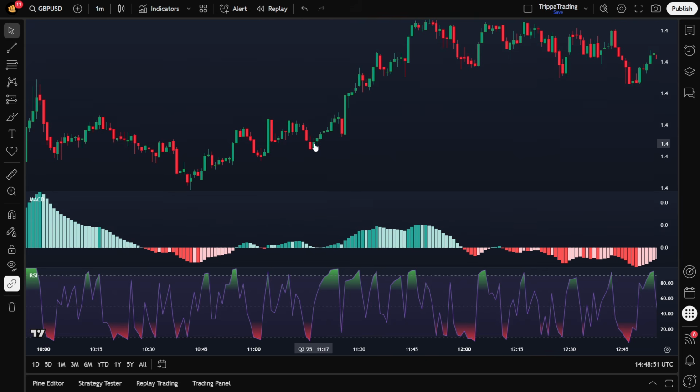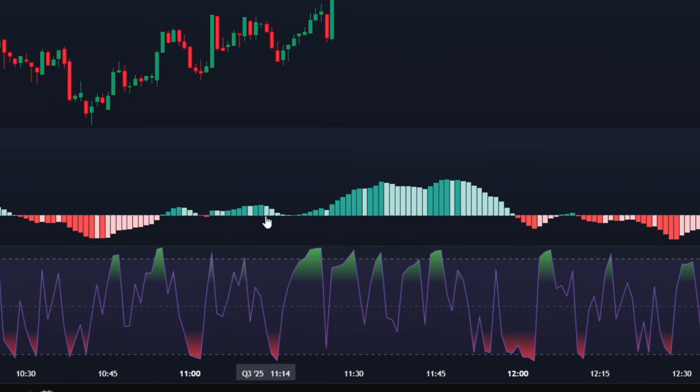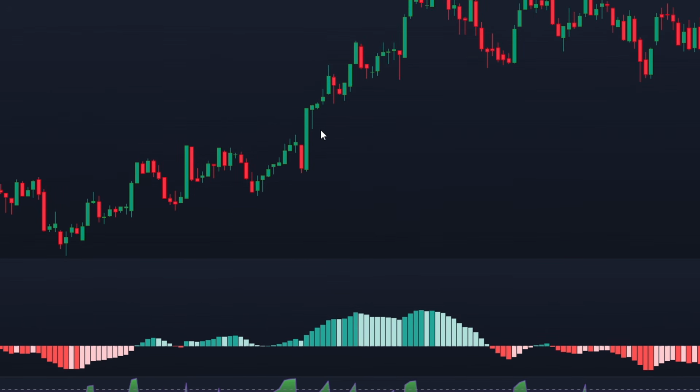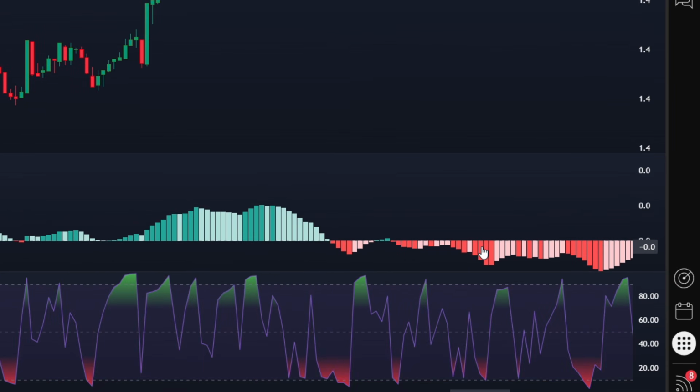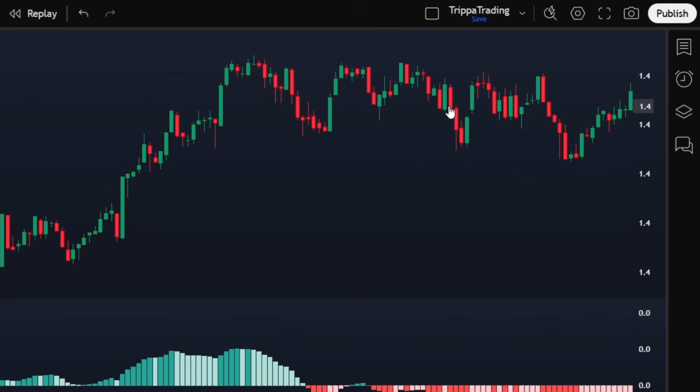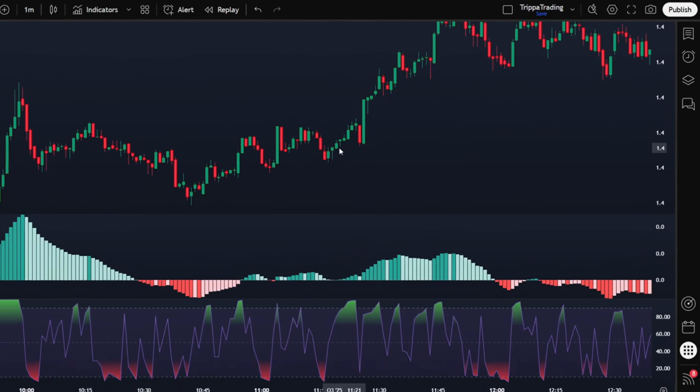So here's how this works. We use the MACD histogram to figure out the trend. When it's green and above the center line, we focus on buy opportunities. When it's red and below the center line, we look for sell setups. Let's start with the buy trade example.